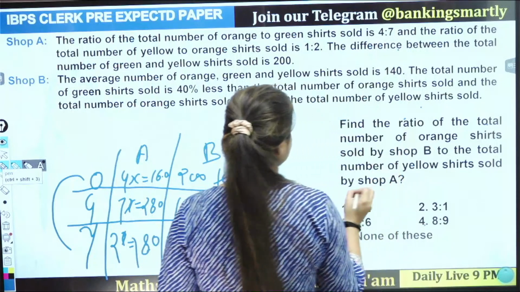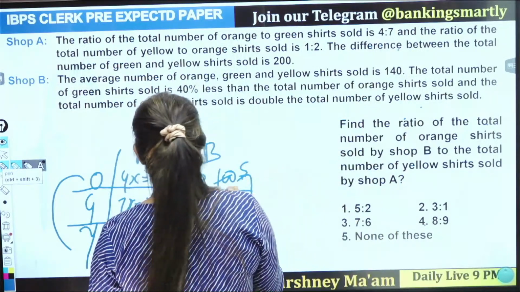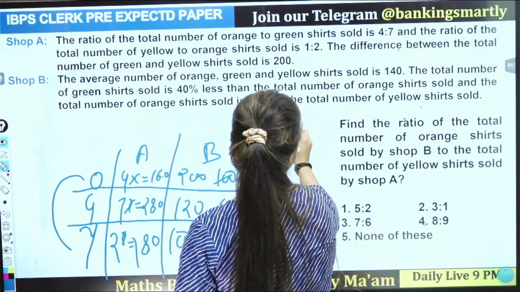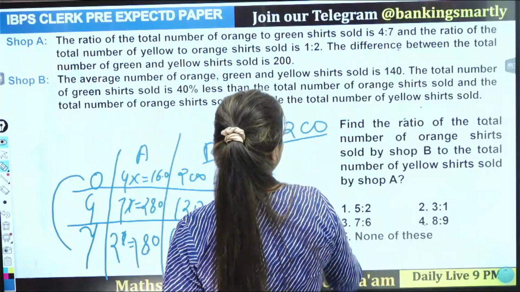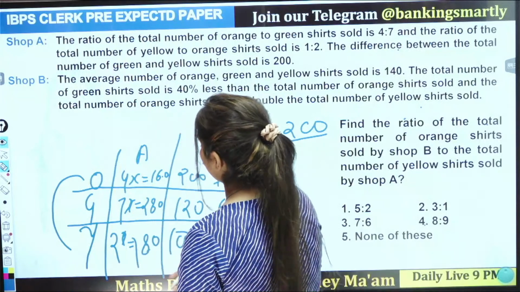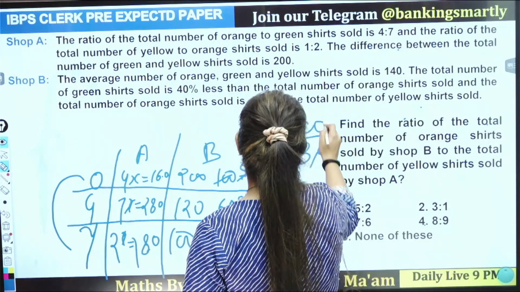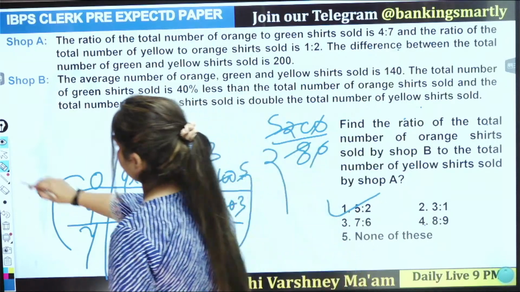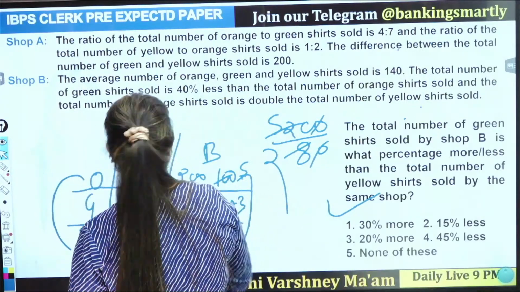Find the ratio of the total number of orange shirts sold by B, 200, to the total number of yellow shirts sold by B, that means 80. 4 5s are 20 and 4 2s are 8. 5:2 will be the correct one. Okay. Next.